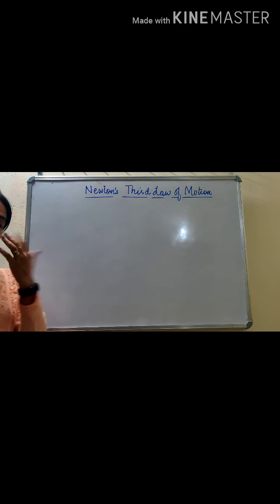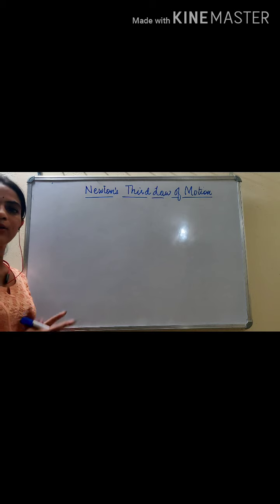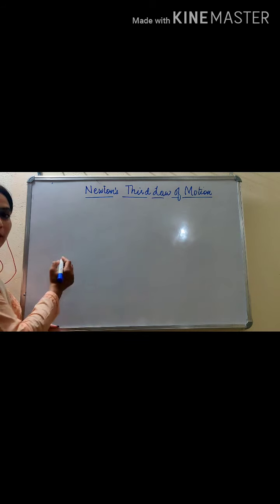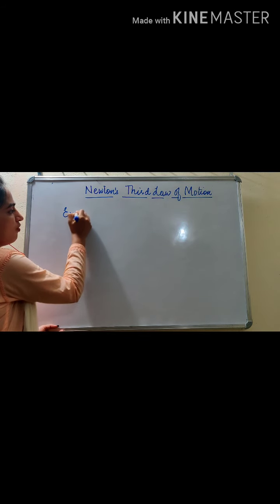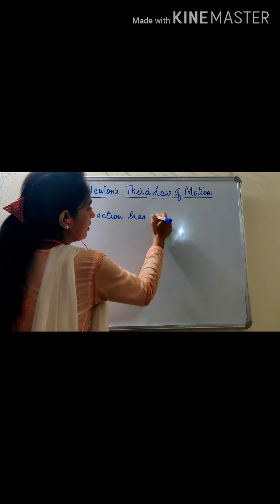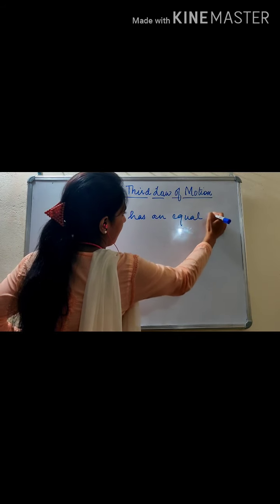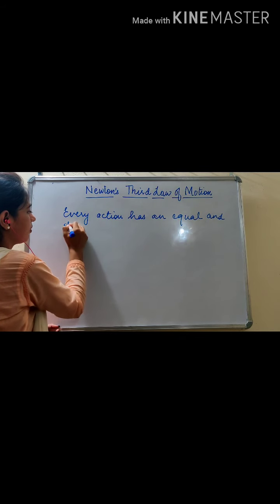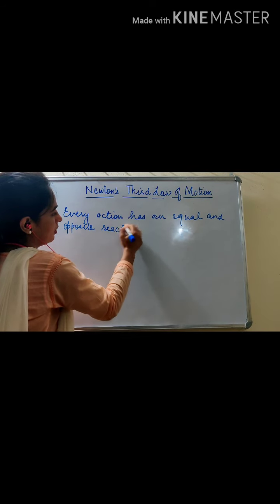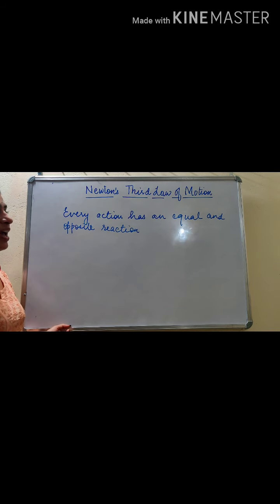So it's the easiest and many students mostly write, if any of the laws is asked, they always write Newton's third law of motion. Why is it so? Because it is so simple to remember. What is the statement of Newton's third law of motion? Every action has an equal and opposite reaction. Pretty simple to remember. Every action has an equal and opposite reaction, or action and reaction always come in pairs.